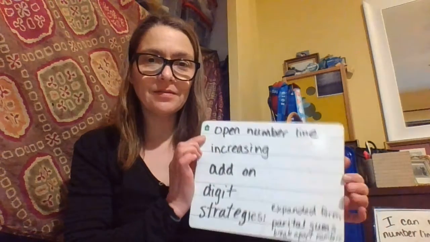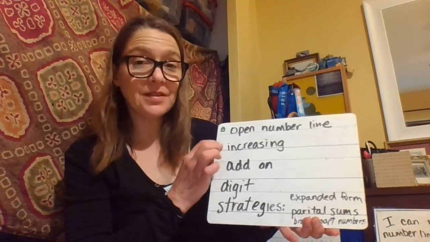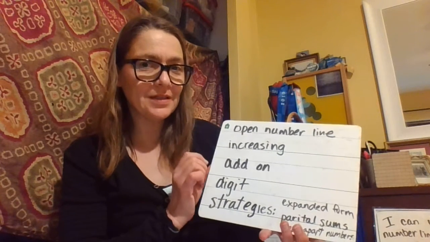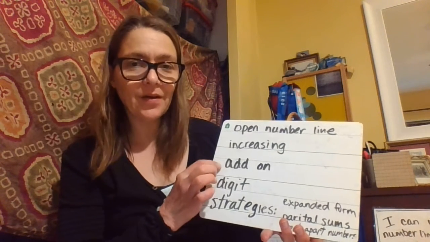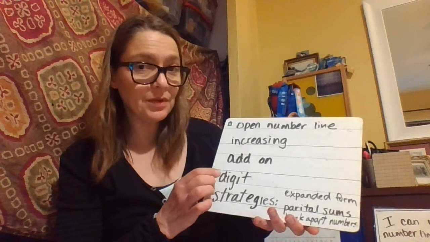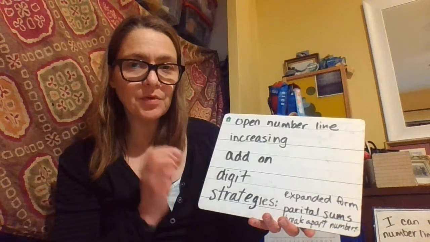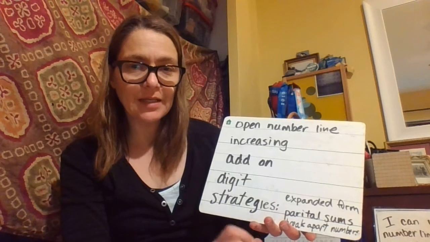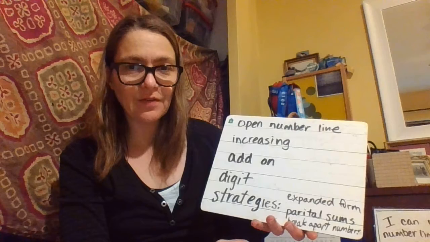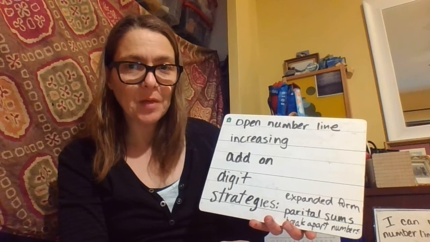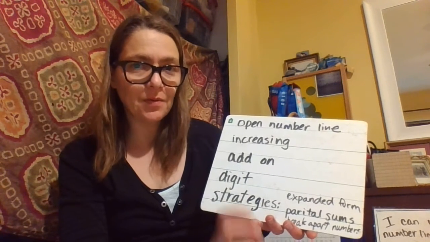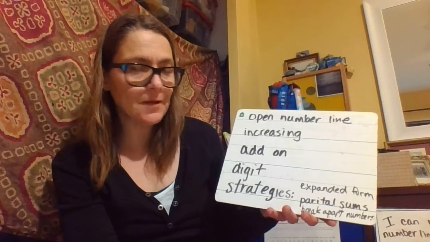Okay, and some of the vocabulary you're going to need to know today, this is all review, is the open number line, increasing. Remember, that's going up, increasing a number line, adding on, add on is what you're doing, making it bigger. A digit, remember, is any numeral from 0 to 9. It could be anywhere in the place value columns, but a digit is just that single digit, 0 to 9.